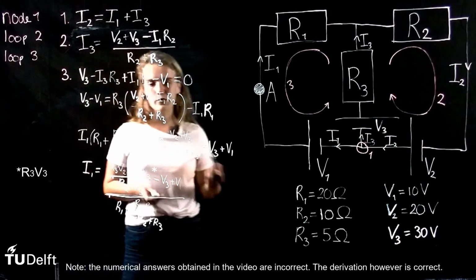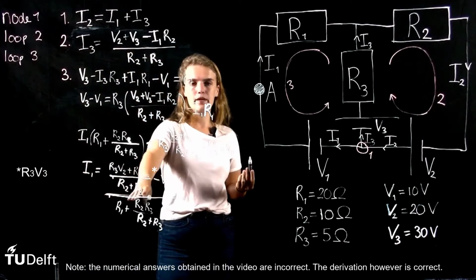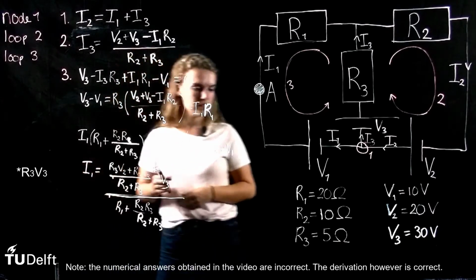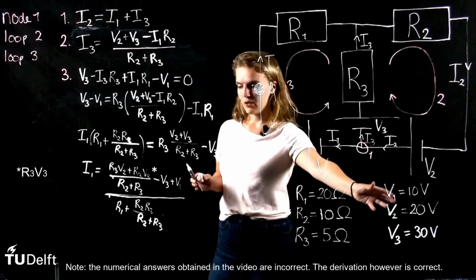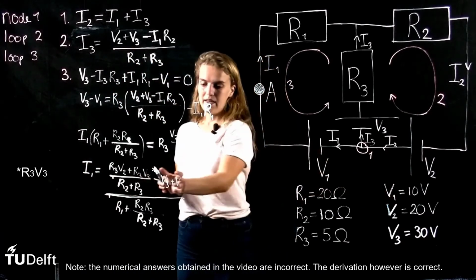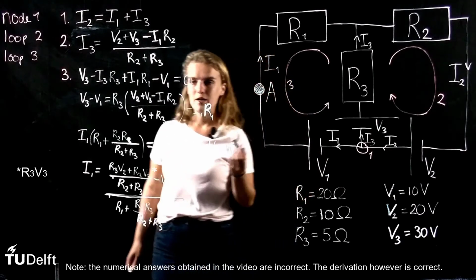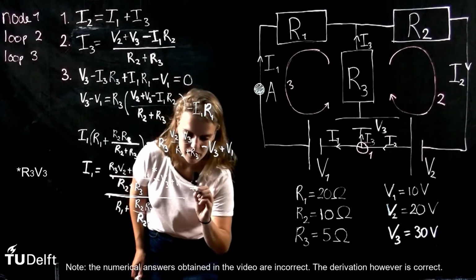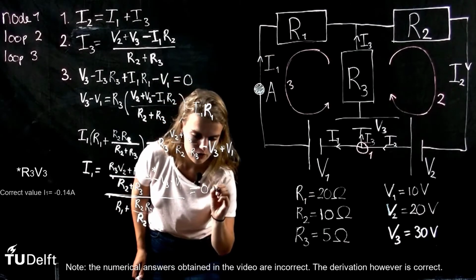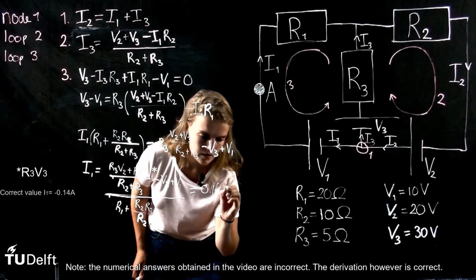Now, at this point, we have two options. We can further simplify this equation, but we can also notice that here we have all the numbers we need. So we can just plug this in and then get the number for the current I1. I already did this previously. You can check me. This is equal to 0.16 amps.